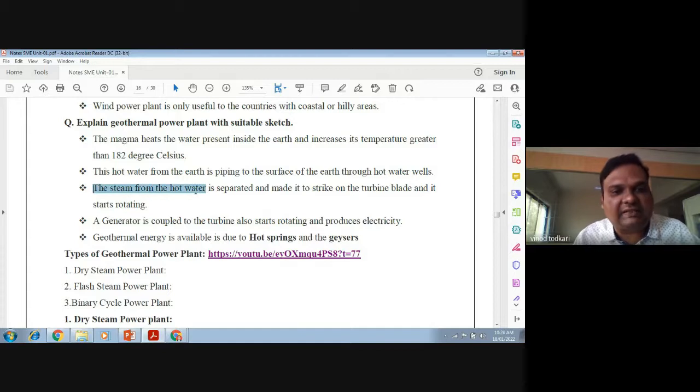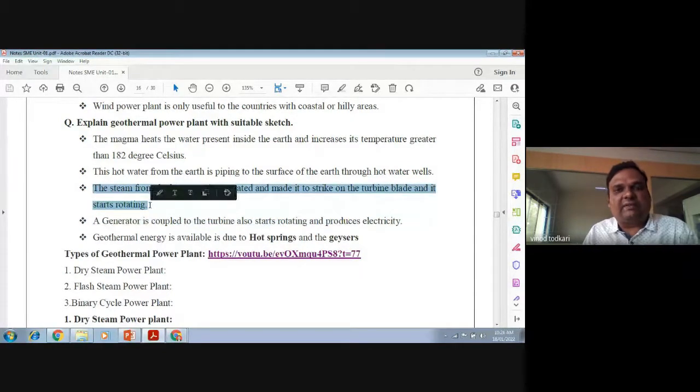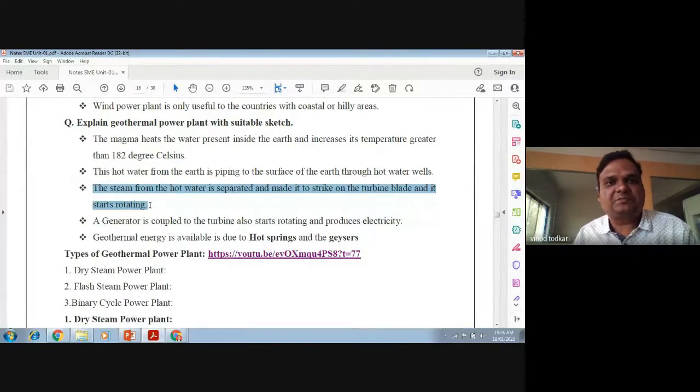Now see, the steam from the hot water is separated. Whatever comes to the surface of the earth may be a combination of steam and water, or it can be pure steam as well, right? It can be dry steam. Dry steam means steam in which there is no moisture content, or it can be wet steam. Wet steam means steam which contains moisture content. So it can be pure steam, that is dry steam, or a combination of steam and moisture.